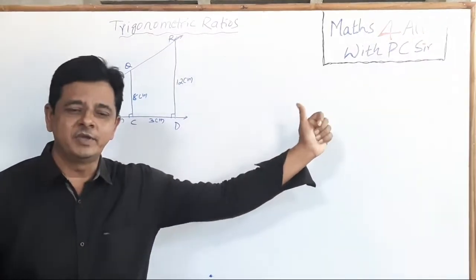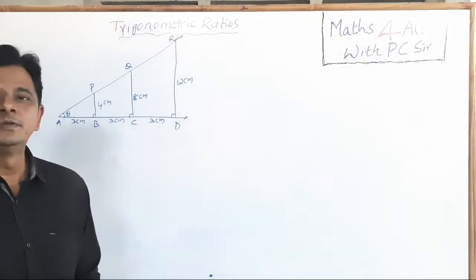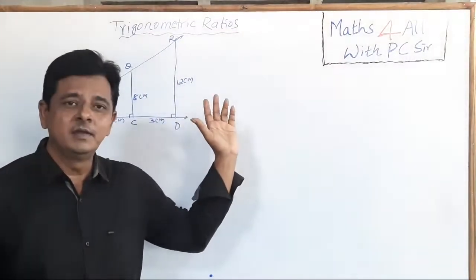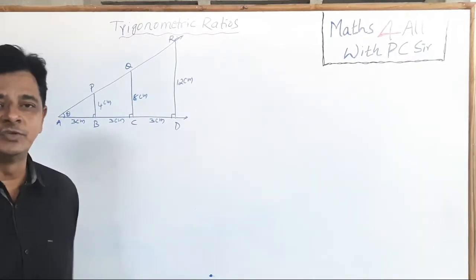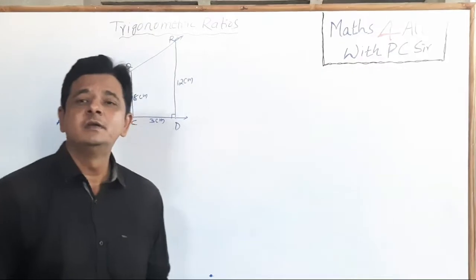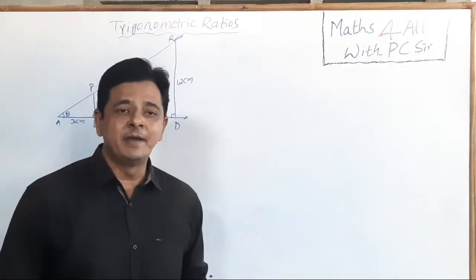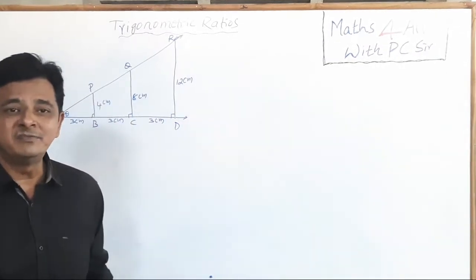Today we are going to discuss trigonometric ratios. It is a 10th class topic, trigonometry, and the basics of how to define the trigonometric ratios. Trigonometry comes from tri, gonia, and metron. Tri means 3, gonia means angle, metron means measurement.